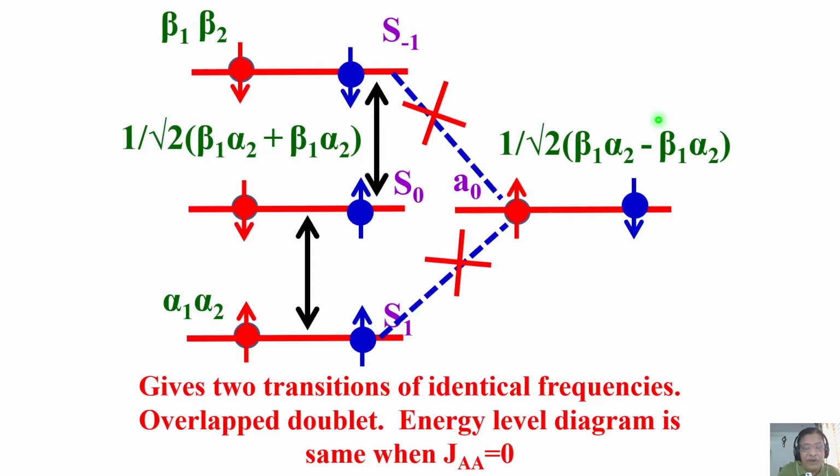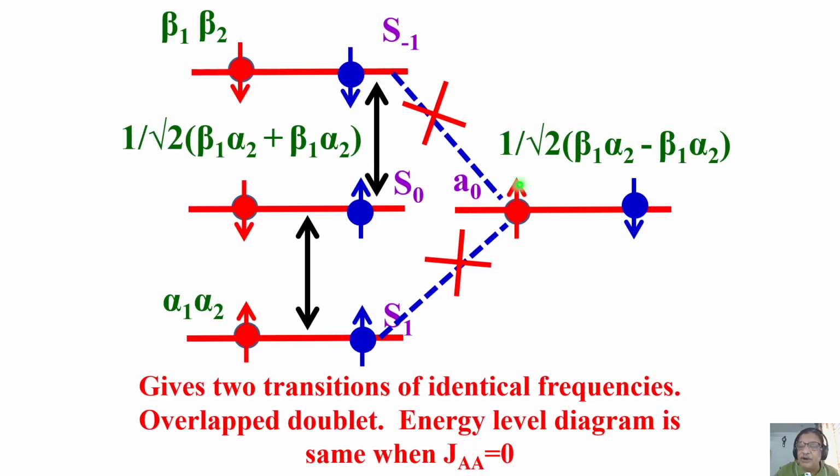This is a case in A2. A2 has one anti-symmetric transition, which I have written as A0. There are three symmetric transitions, S minus 1, S0 and S1. S1 corresponds to the spin state where the total magnetic quantum number is 1. For this state, the total magnetic quantum number is 0. For this state, it is minus 1.